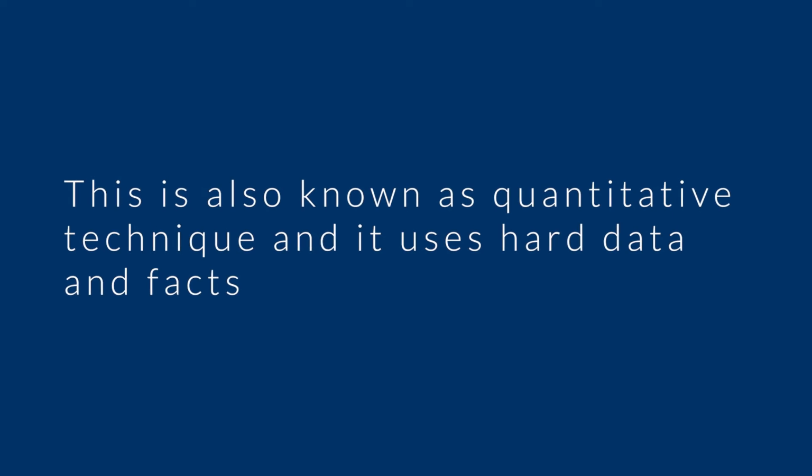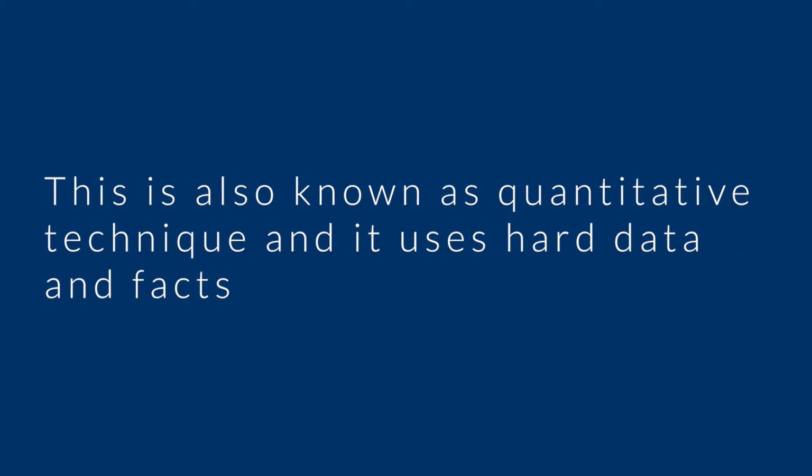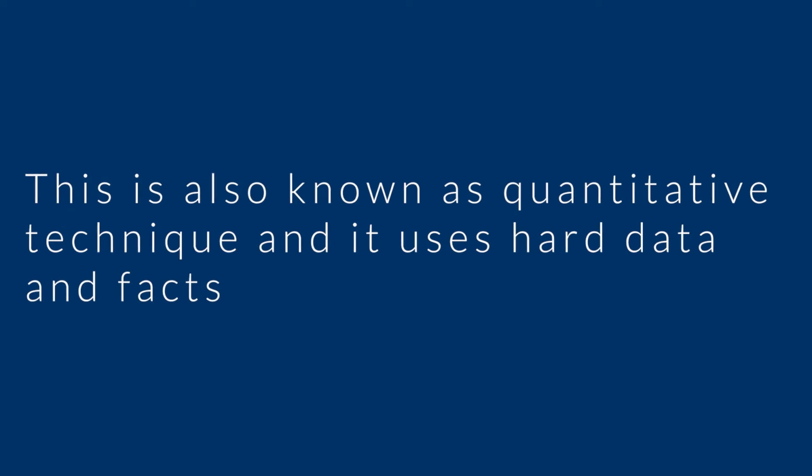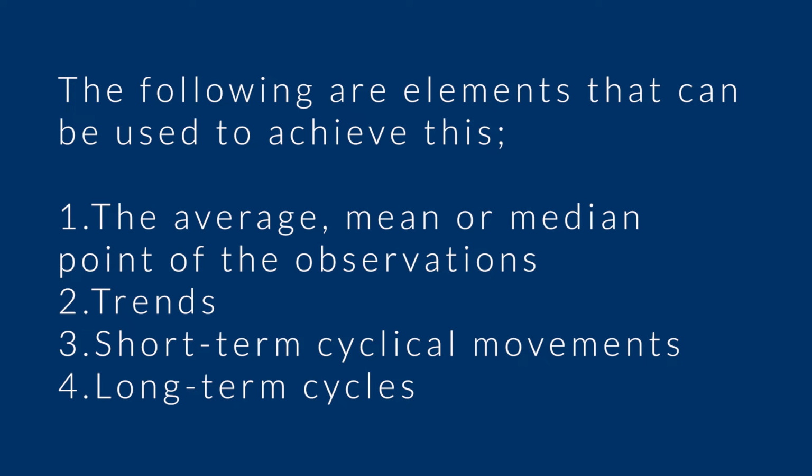Now, what about the objective techniques? Objective forecasting, which is also known as quantitative techniques, uses hard facts and data. The idea is to eliminate the human elements, feelings, and opinions from the equation, all right? And the following elements can be used to achieve this. Average, the mean or median point of the observations. Trends, an increase or decrease in averages over time. Short-term cyclical movements as well as long-term cyclical movements.